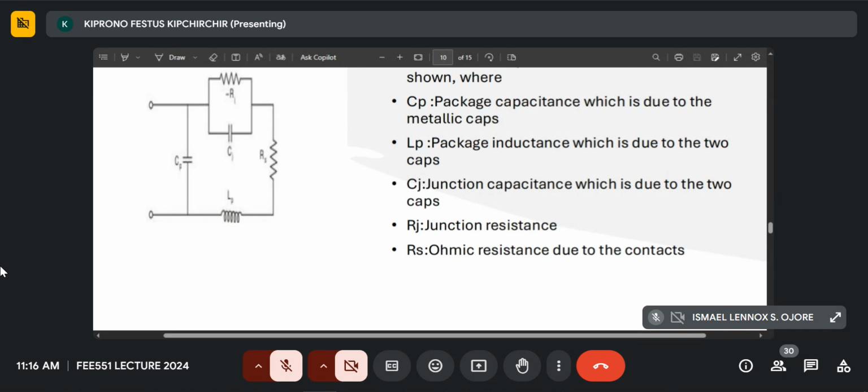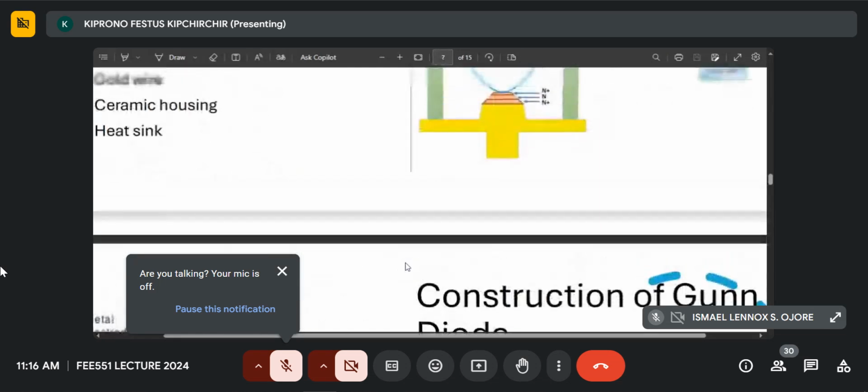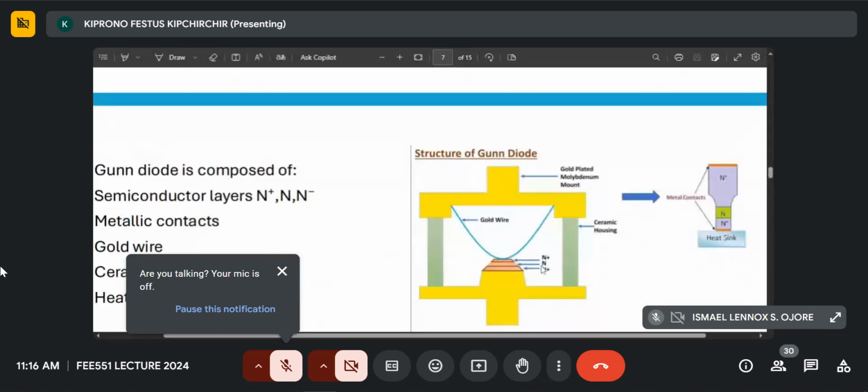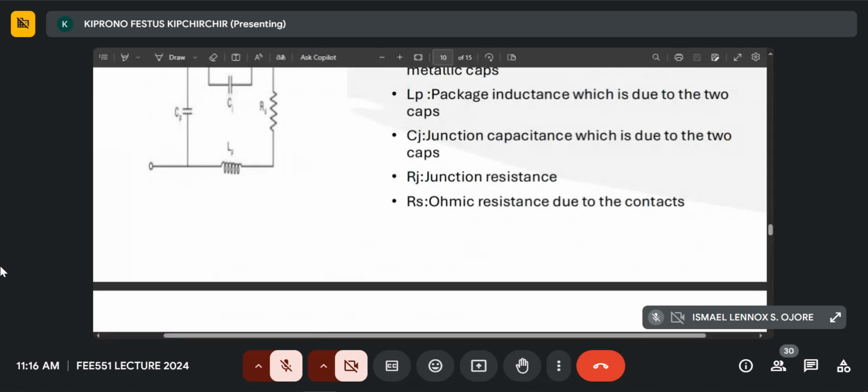Then we have the C subscript J, the junction capacitance. The R subscript J, which is in parallel with the C subscript J, is the junction resistance. This is modeled from the three layers between the ends here, which are responsible for the capacitance C subscript J and the junction resistance R subscript J.